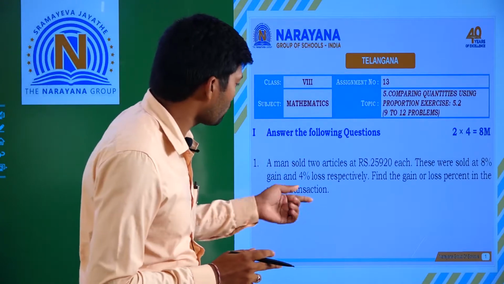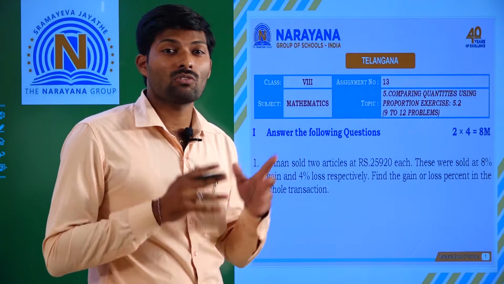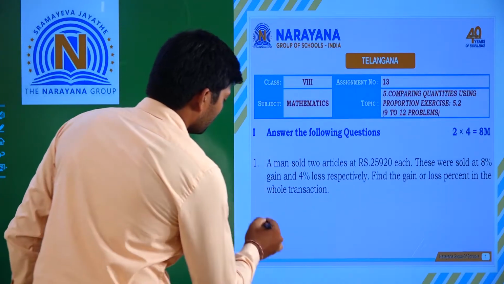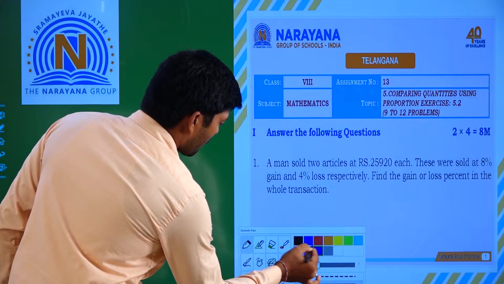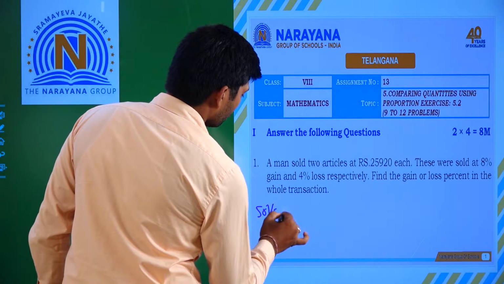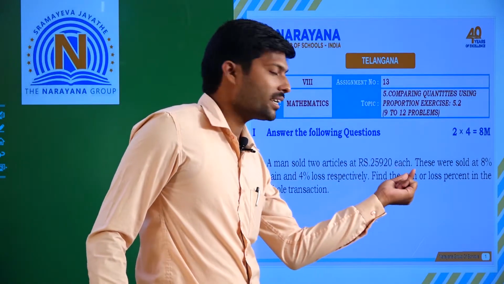Okay. So before going to find the gain or loss percentage in this whole transaction, first we need to find what is the cost price of each and every article, right? So let's go for that. So what is given? Yes, the solution. So a man sold 2 articles at 25,920.